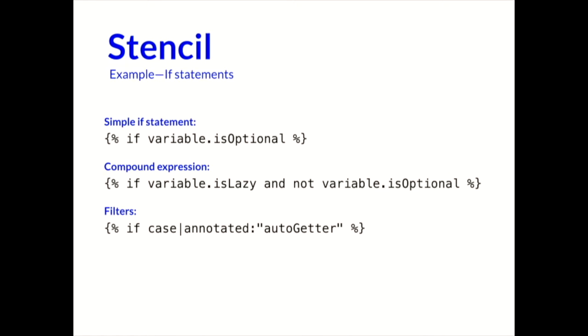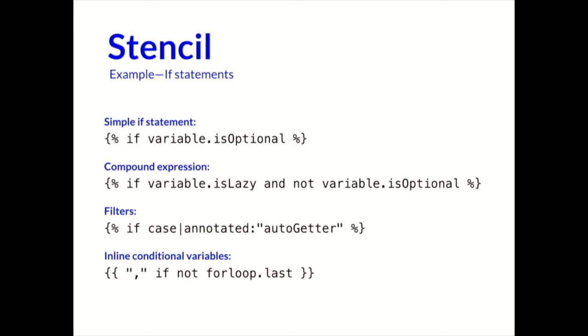And you can even use filters. Some filters are used in if statements. And so if statements in Stencil are truthy. So this might return a string, and if it's a non-empty string, then that would be like truthy. That would be like a true, and it would pass this if statement here. So what we're checking is: is this case annotated with the annotation string auto getter?